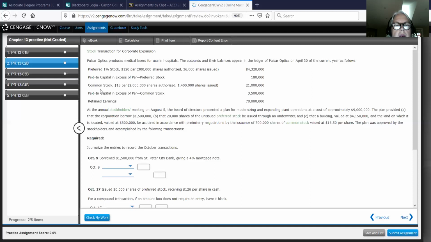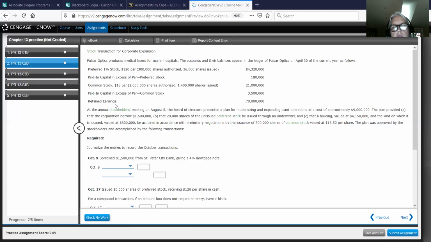The common stock also has with it an account that's associated with it called the paid-in capital in excess of par on the common stock. That is, the common stock was originally sold for more than the par value. The difference was $3,500,000.